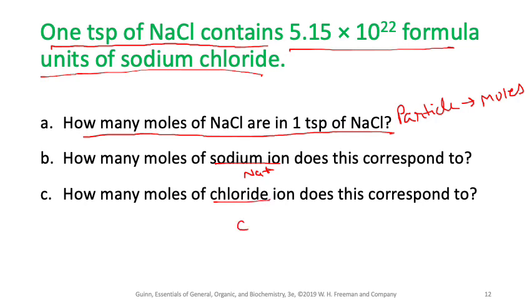Chloride ion is Cl negative, right? And we know sodium chloride is NaCl. Na has a +1, chlorine has a -1 in an ionic compound, right? So let's try to solve each of the problems separately. Let's start with the first one.